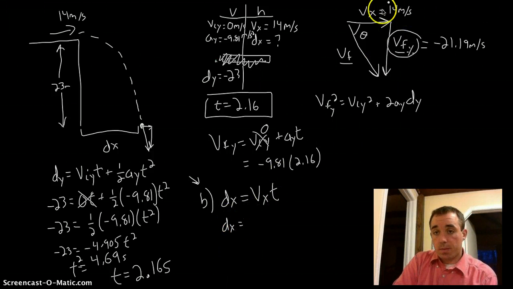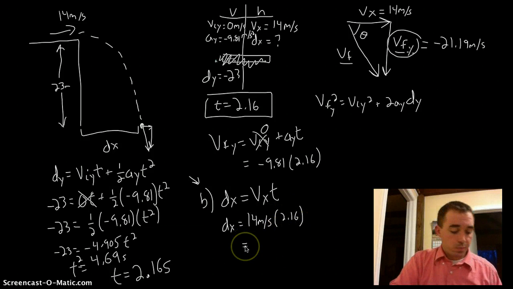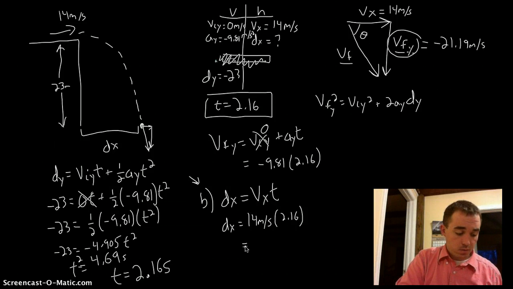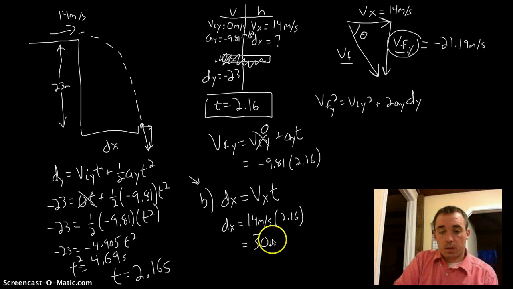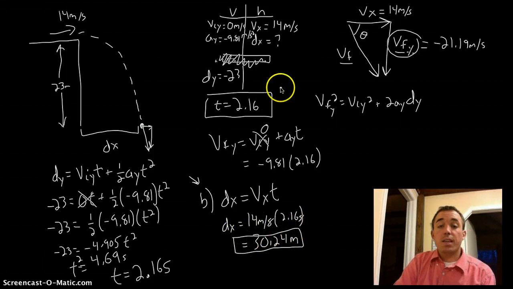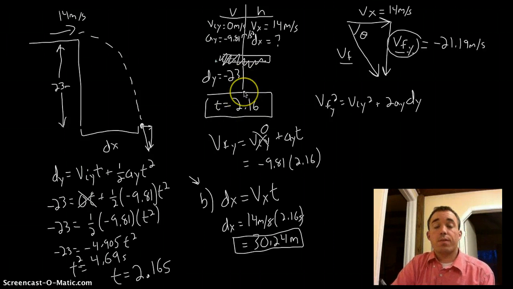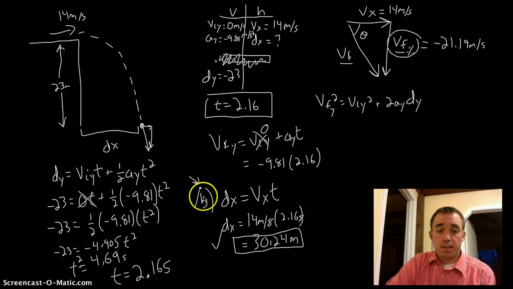Our Vx up here is 14 meters per second. And our t, our time, we just solved for. See, I told you we would need that time. So for our dx, just multiply those two together: 14 times 2.16 is going to be 30.24 meters. The seconds cancel out. So that's our part B. And again, we needed to use that time, so solving for it in the first place wasn't a frivolous thing. I would have had to solve for it anyway. So we found part B. That's checked off. That's done.